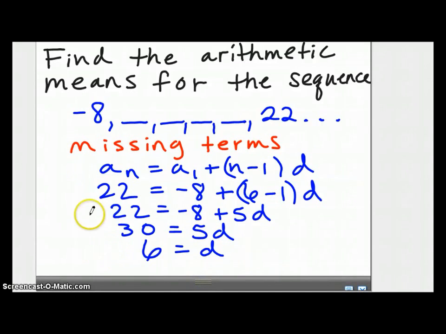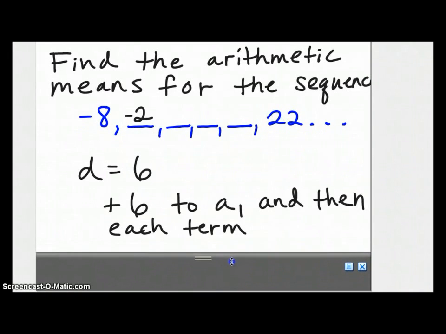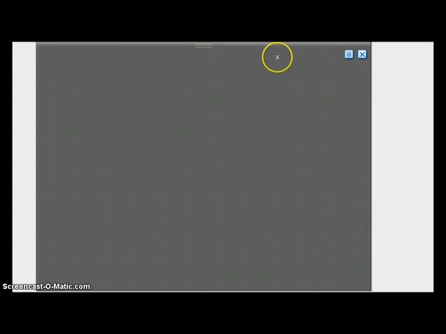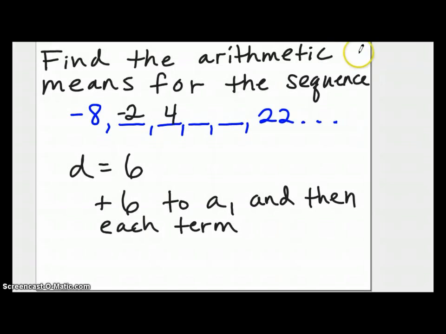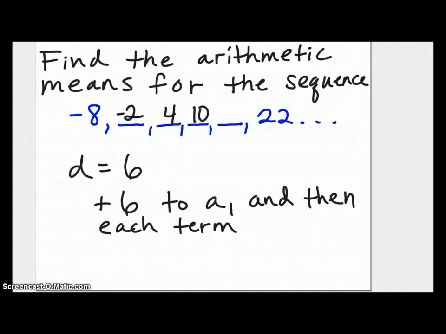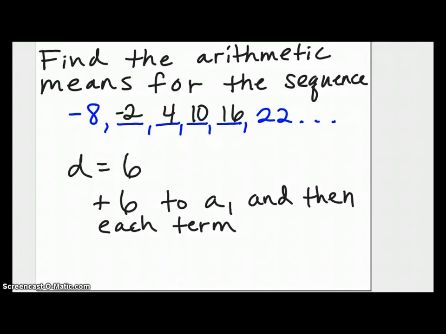So what does that mean I'm going to do? If my difference is 6, then I am going to add 6 to my first term, and then I'm going to add 6 to each term thereafter. So 6 plus the -8 gives me -2. What's 6 plus the -2? It's 4. What's 6 plus that 4? It's 10. What's 6 plus that 10? It's 16.